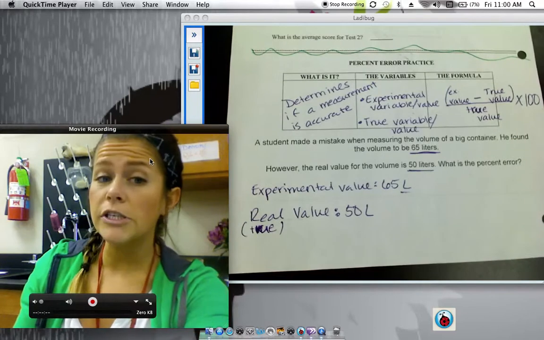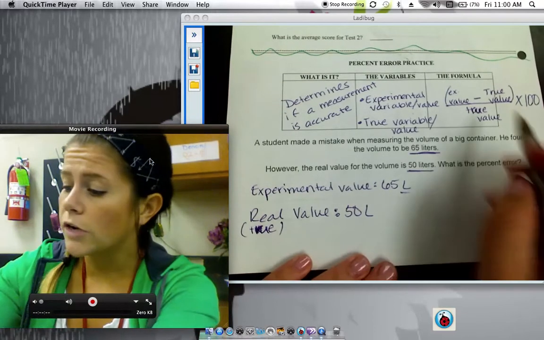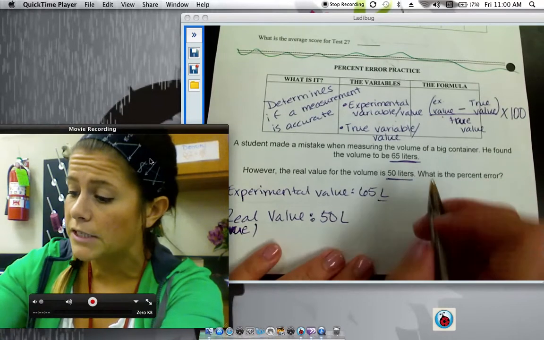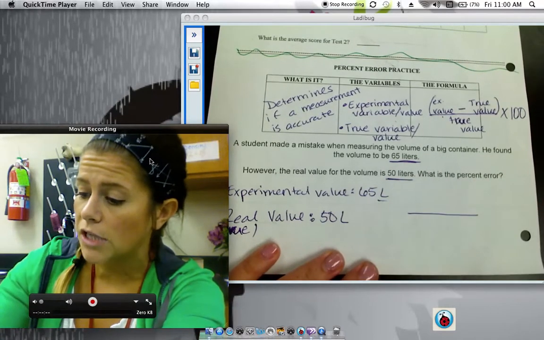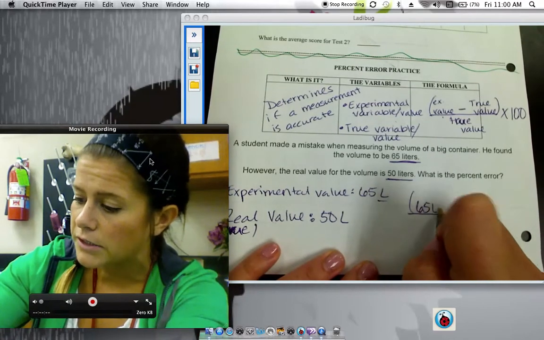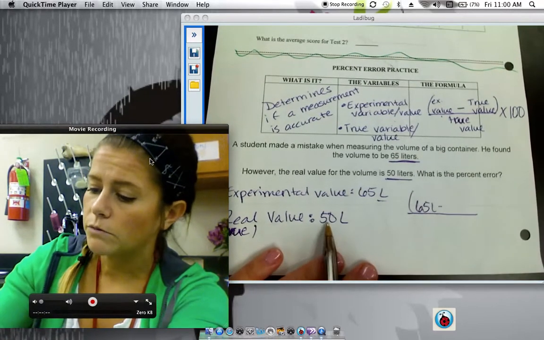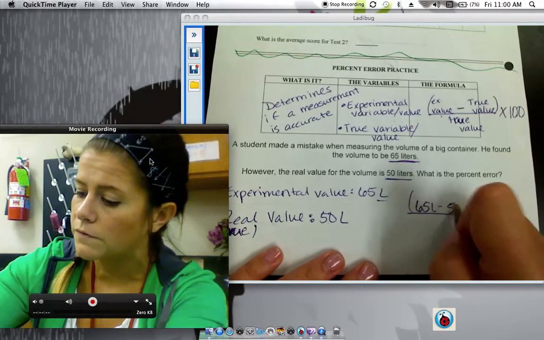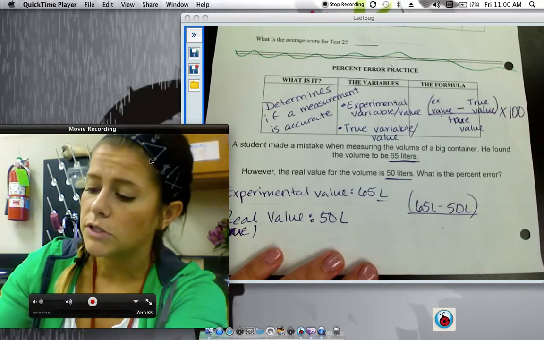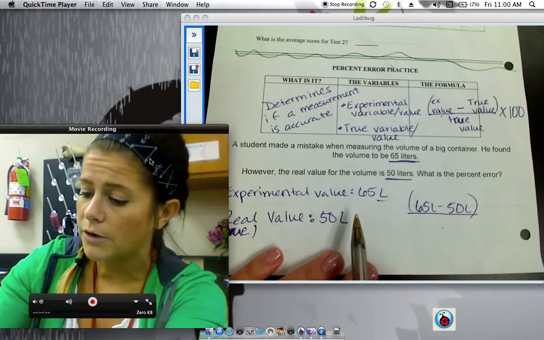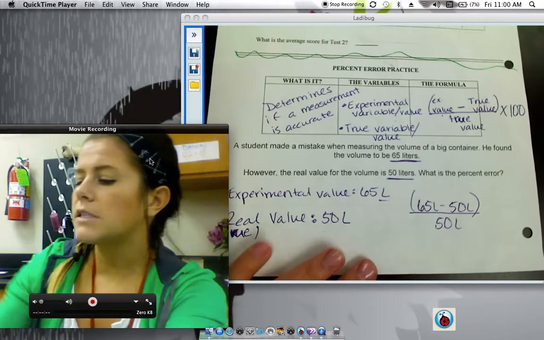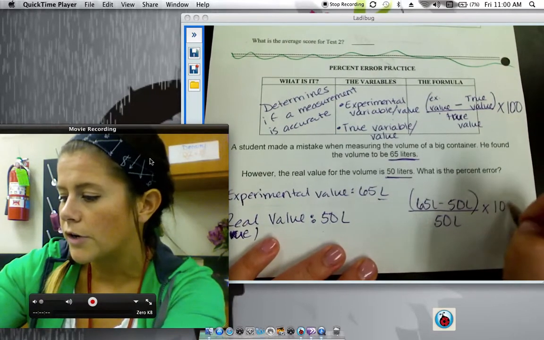All right, so now we just have to plug things in. If we look at our equation from up here, the first one is the experimental value. So I'm going to draw my division line. My experimental value is 65 liters minus my true value. The true value or the real value was 50 liters. Then the true value at the bottom, so the real value is 50 liters. Then we put the times 100 when we're done with that.